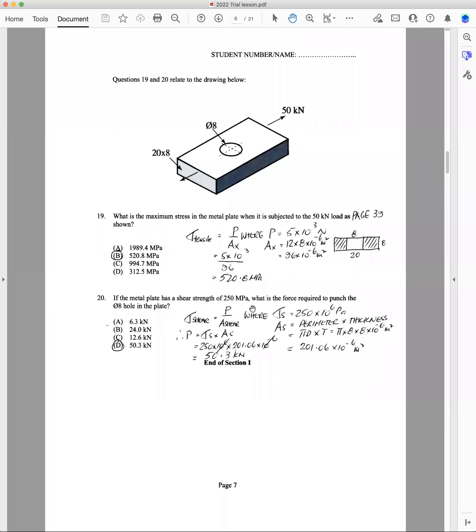10 to the 6 pascals. Don't put mega in. The area of shear is going to, the punch is going to shear around the outside and then cut its way all the way through. So it's the perimeter times the thickness, and it's pi d times thickness, and you've worked out a numerical value here. And you transpose the equation, so make P the subject. So you've got area of shear there, multiplied by the shear stress, and the 10 to the 6, 10 to the minus 6 cancel, and so you got 50.3, and so D is the correct response there.